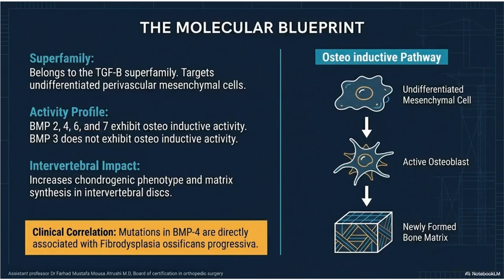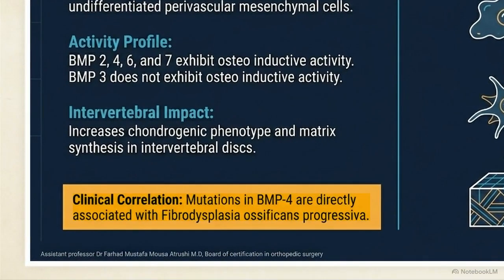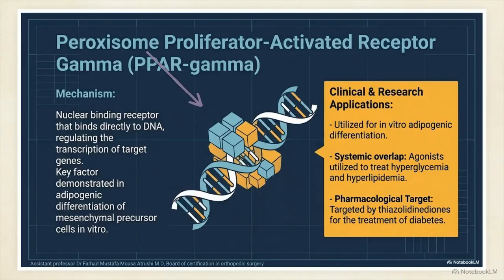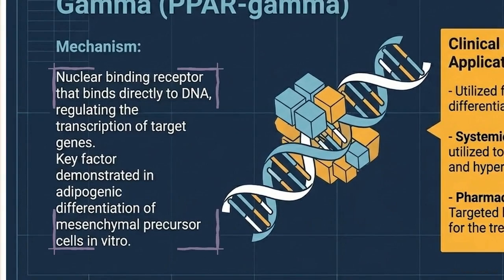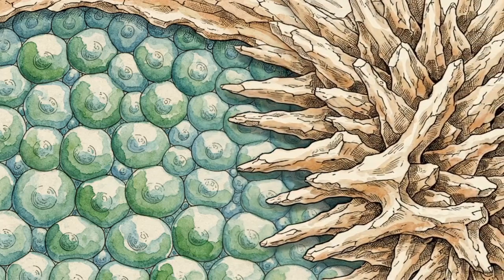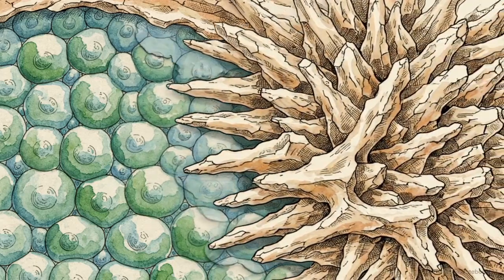The strength of this pathway is demonstrated by its clinical failures. Genetic mutations in the BMP4 gene cause fibrodysplasia ossificans progressiva, a catastrophic condition where soft tissues are forcibly converted into bone. Mesenchymal precursor cells can also be hijacked internally before they ever begin to form bone. This diagram shows the PPAR-gamma nuclear receptor. It acts as an adipogenic switch, binding directly to DNA to force mesenchymal cells toward fat differentiation rather than bone formation. Because osteoinduction is so potent, any error in this molecular code leads to immediate and irreversible tissue pathology.